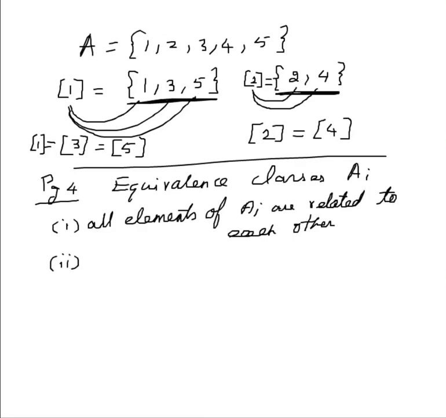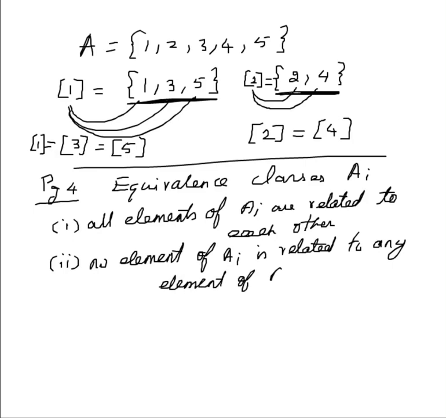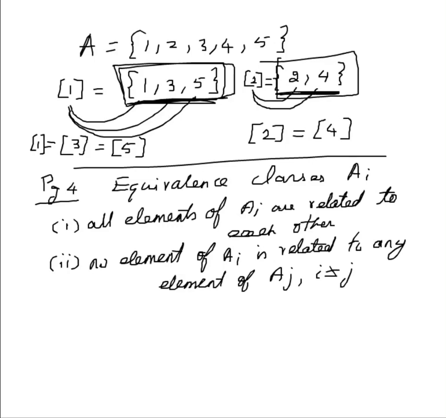Then the second condition is no element of Ai is related to any element of Aj where i is not equal to j. For example, if you take an element from this first set {1, 3, 5}, they are not related to an element of the second set {2, 4}. That's what we wrote as the answer in the previous question.